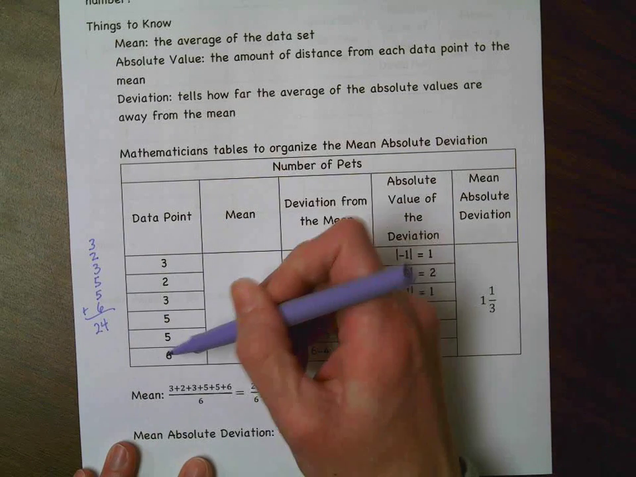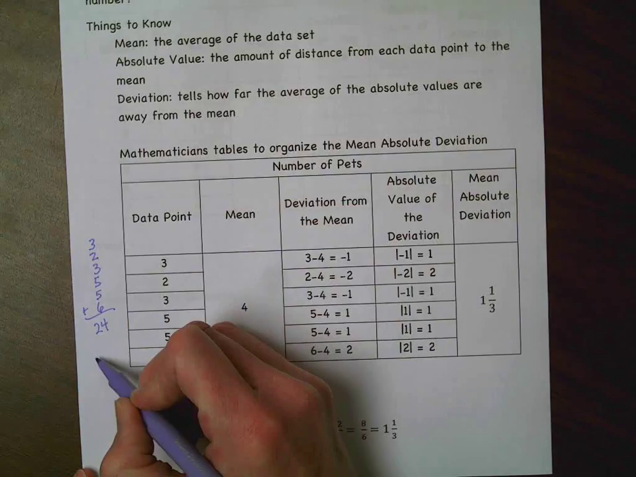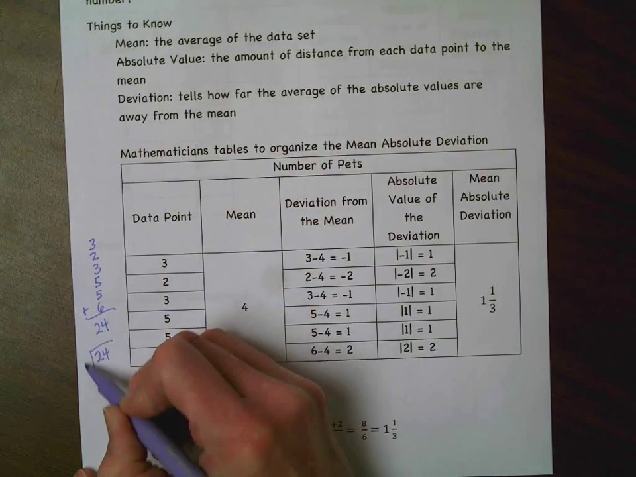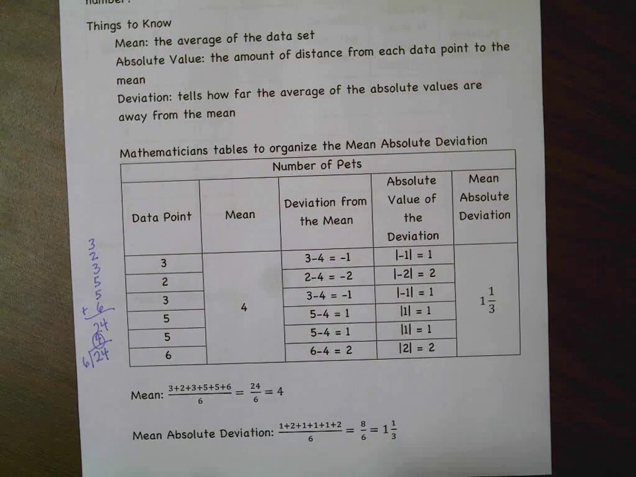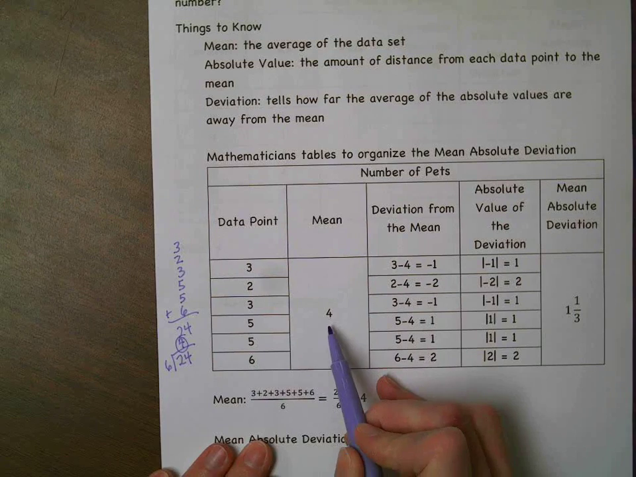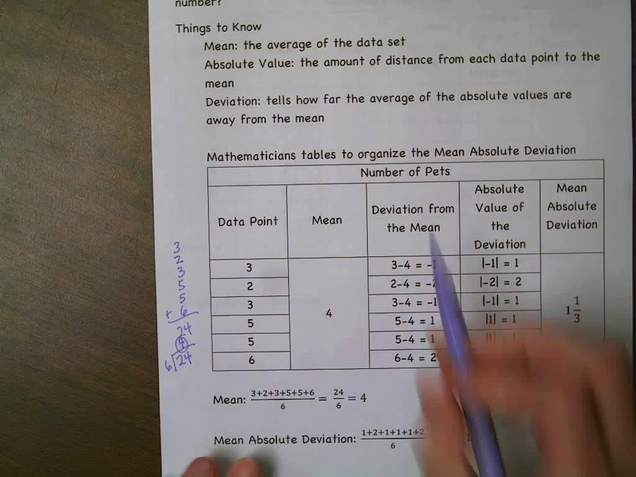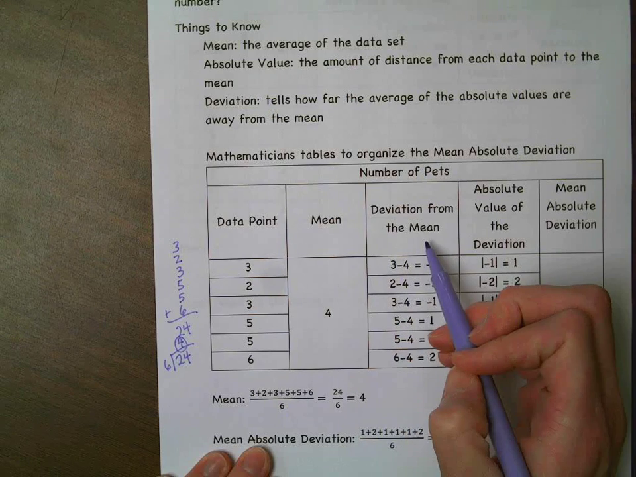Perfect. Okay, so we have 24, and there are 1, 2, 3, 4, 5, 6 data points. So you're going to take 24 divided by 6, and we get 4. So our mean is 4. Okay, good. So we showed work on how to find the mean, and we figured out the mean was 4. All right, good. The next thing you have to do is you're going to take the deviation from the mean.